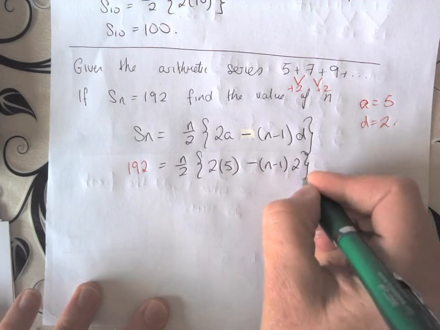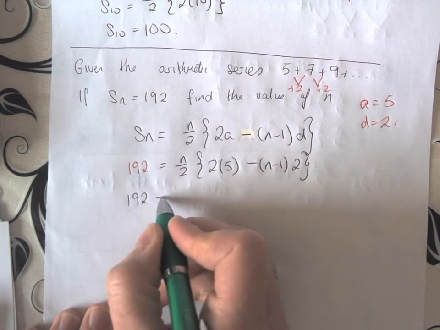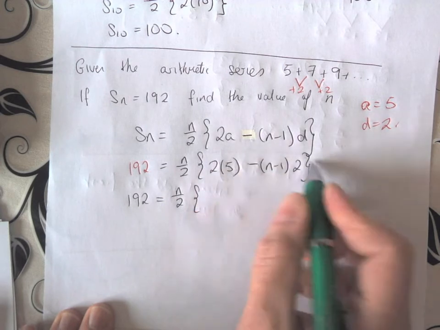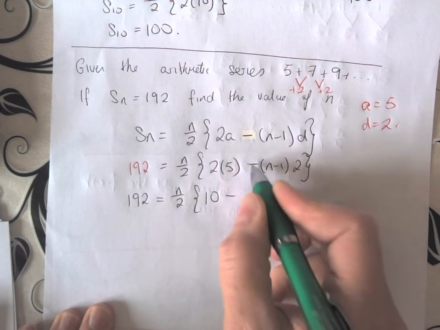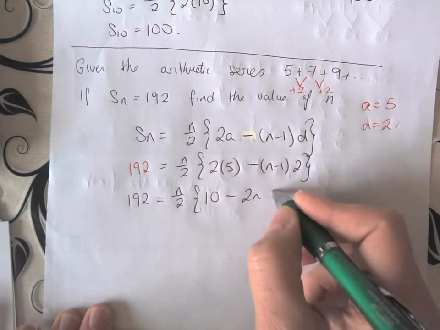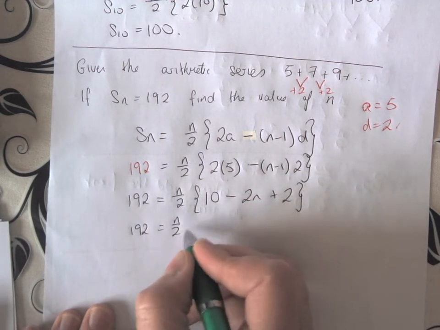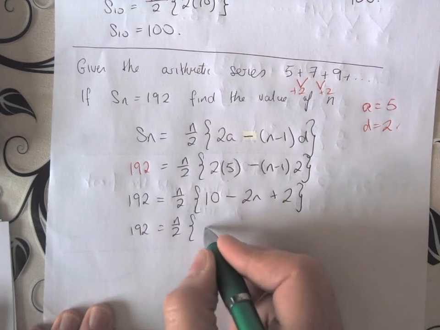And we know d is 2. So 192 equals n over 2. So let's work out, simplify the bracket. So 10 minus 2n plus 2. So 192 equals n over 2. So 10 plus 2 is 12.